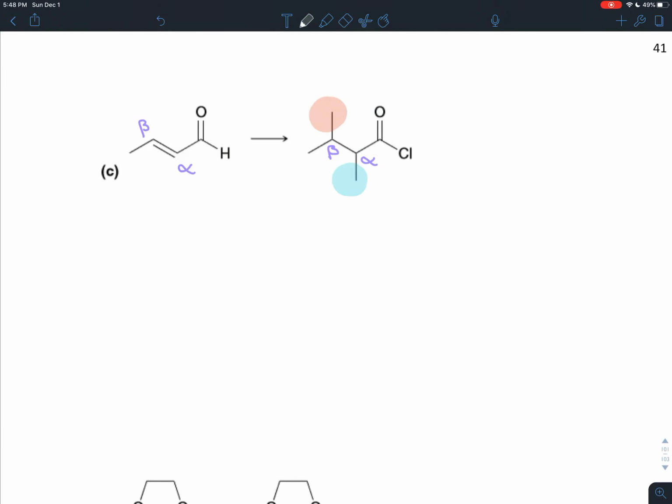Now you can do that in 2 steps. First, you use a Gilman reagent. Whatever is attached to the beta carbon, here it's a methyl group, you have that in your Gilman reagent, so dimethyl lithium cuprate.